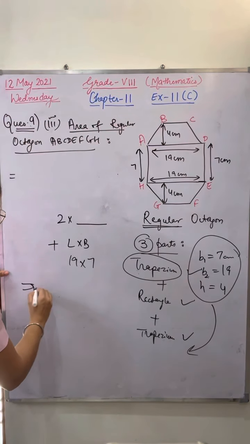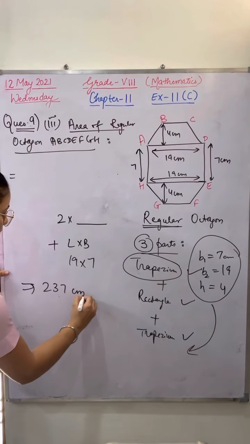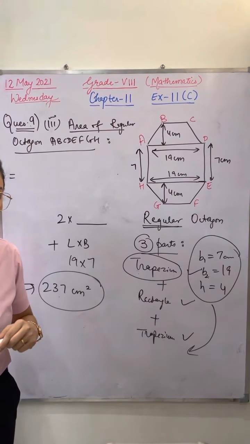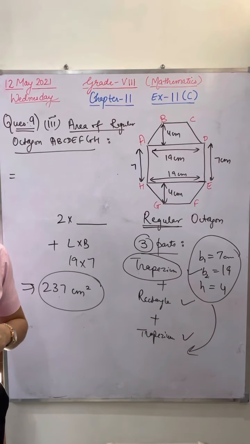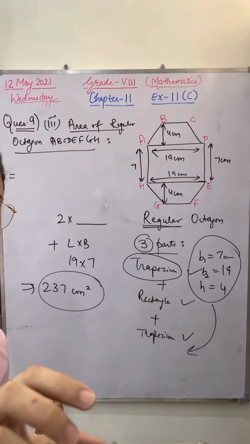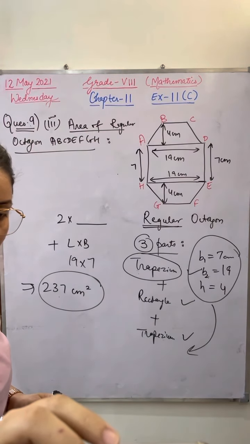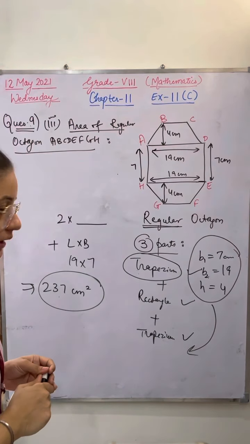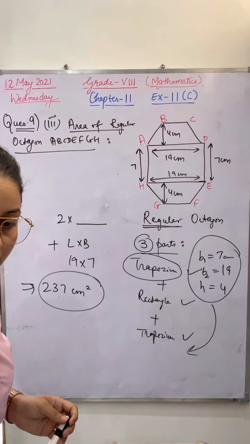Answer will be 237 centimeter square. Most of you have given the correct answer. Very good. This is clear to everyone? Okay. B1 is 7. Where is B1? Just wait.